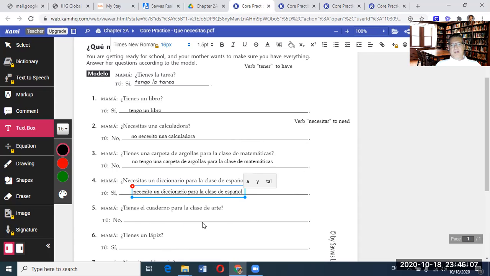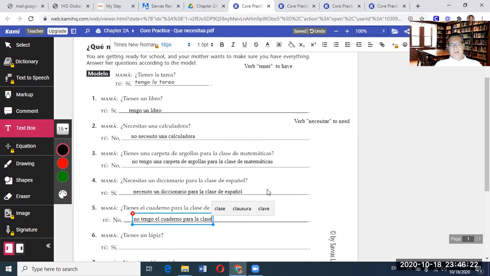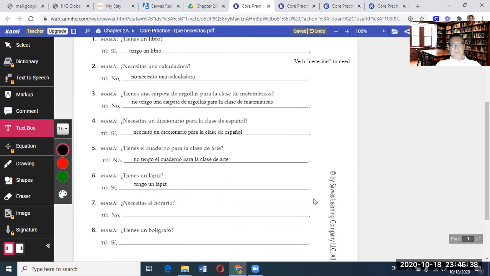¿Tienes el cuaderno para la clase de arte? Do you have the notebook for art class? No. No tengo el cuaderno para la clase de arte. ¿Tienes un lápiz? Sí. Tengo un lápiz. Sí, tengo un lápiz. Yes, I have a pencil.